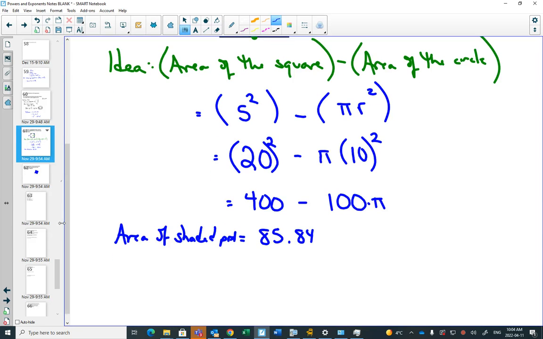And what are our units going to be since it's area? Centimeters squared. Okay? If you forget your units in a word problem, you always lose half a mark. You have to have centimeters cubed for a volume question. If the question was in centimeters, you would write centimeters cubed. Okay. Everybody ready for the next one?